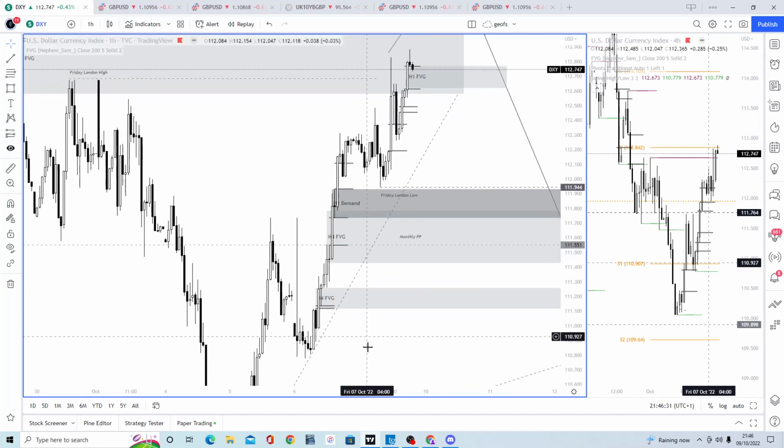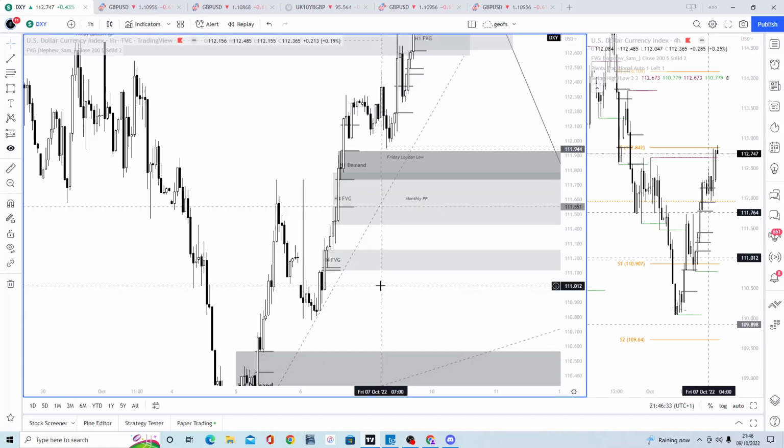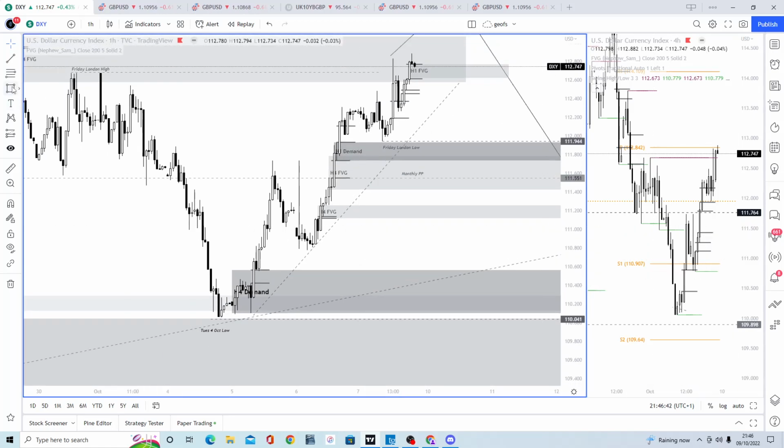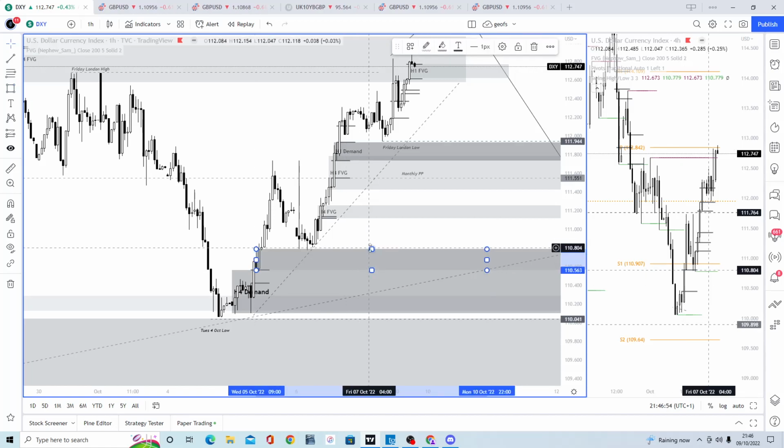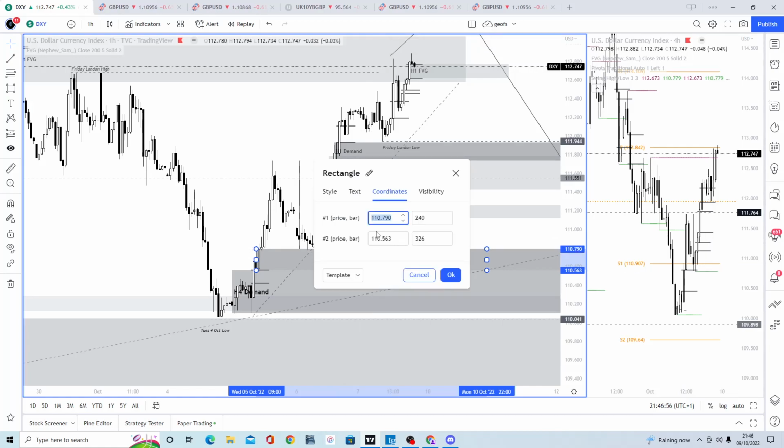Okay. I'll just do the local ones for now. There are loads of supply and demand zones that I marked out. Next one's here, I believe. I'm going to do more of a tutorial on how I approach higher time frame supply and demand, because I haven't really covered it in great detail.